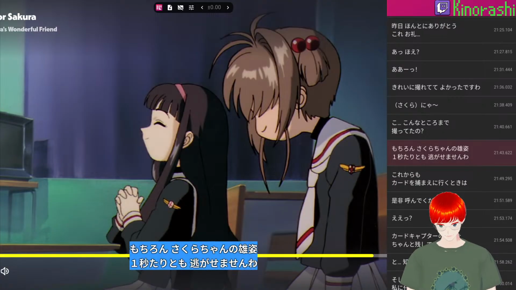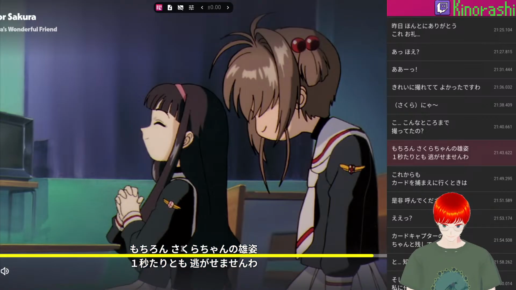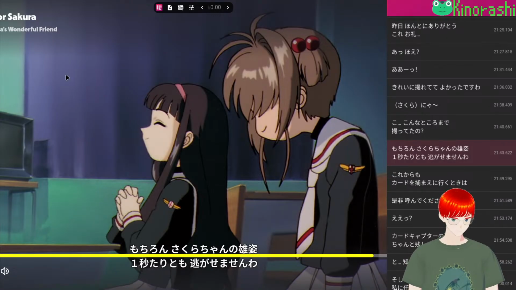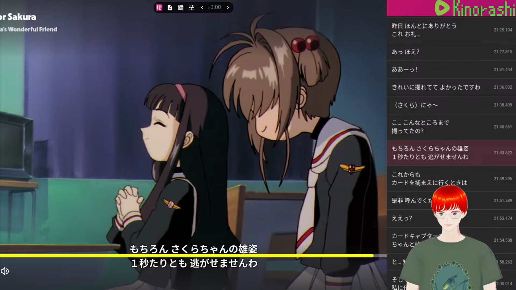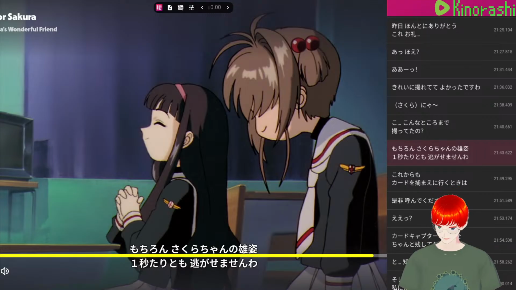So basically, she's trying to say something to the effect of I can't. Of course, I can't miss even 1 second of Sakura's majestic figure. Or, okay, of course, I won't miss a single second of Sakura-chan's heroic form. Okay.